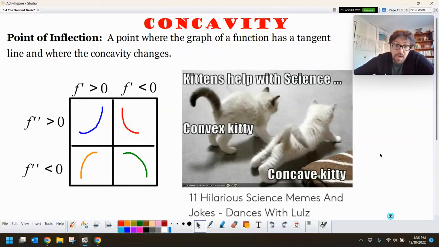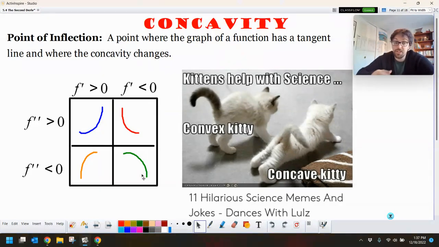That is it for our video on concavity. So remember that concavity is separate from increasing and decreasing. Both of these curves right here are concave up. This one is increasing and concave up. This one is decreasing and concave up. Both of these are concave down, but this one's increasing and concave down, and this is decreasing and concave down.